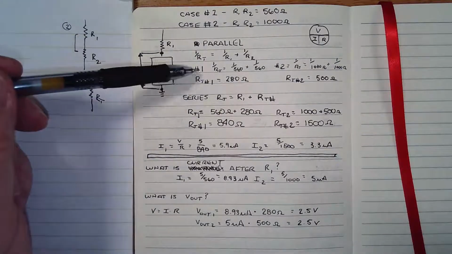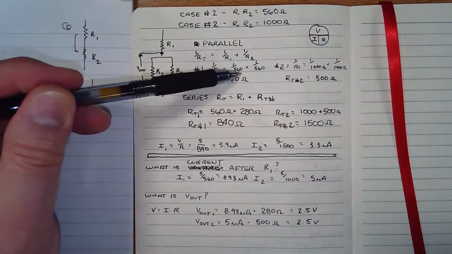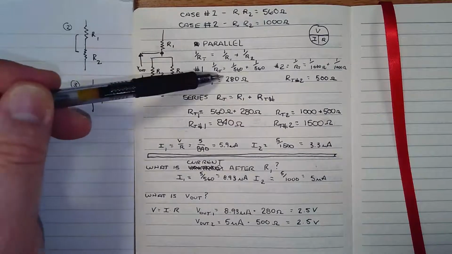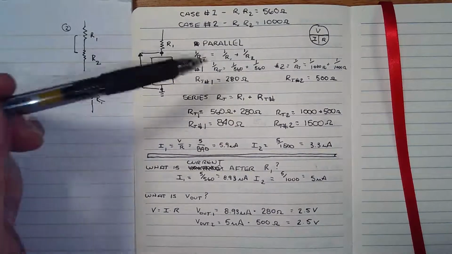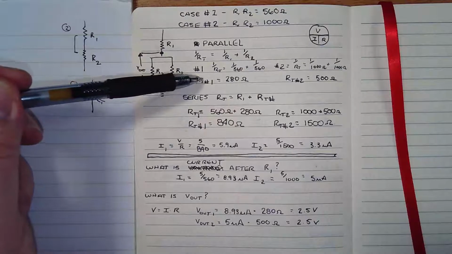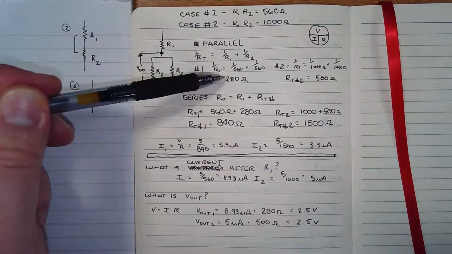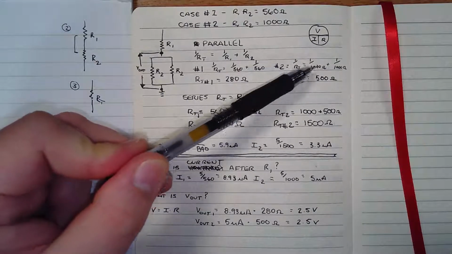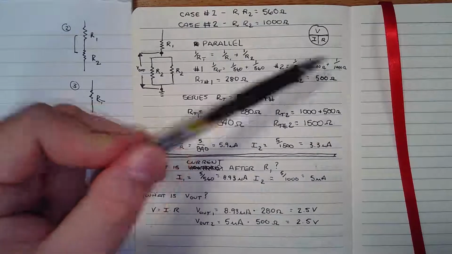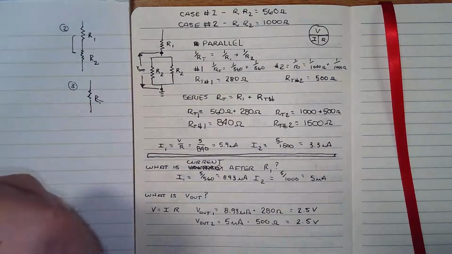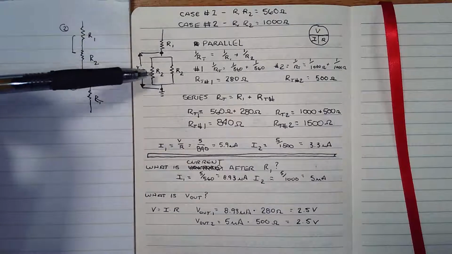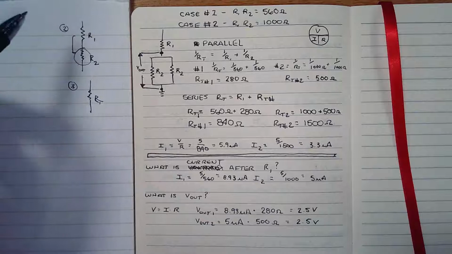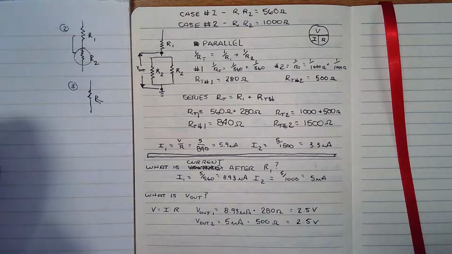So if we plug in case number 1, that's 1 over 560 plus 1 over 560, and then a lot of students forget to then take the inverse, 1 divided by RT. So we then get RT for case number 1 as 280 ohms, and then for case number 2, 1 over 1,000 ohms plus 1 over 1,000 ohms, take the inverse, we get 500 ohms. So in case number 1, when you simplify it, it's 280 ohms and in case 2 it's 500 ohms.